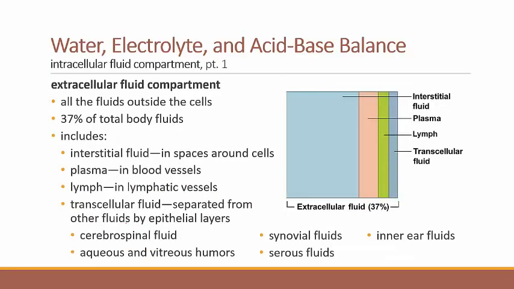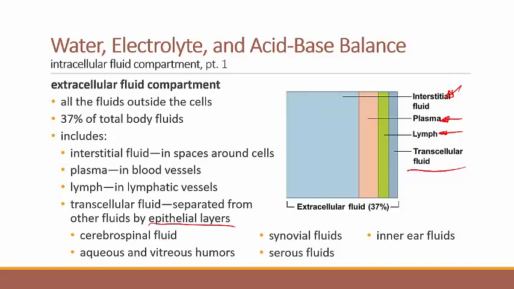Extracellular fluids, on the other hand, there's a variety of fluids that we kind of lump together as extracellular fluid. So interstitial fluid is the fluid that's around cells. Plasma, we know what that is. That's the fluid in blood. Lymph is the fluid that's found in lymphatic vessels. And then there's transcellular fluid. What's a transcellular fluid? That's a fluid that's separated by epithelial membranes.